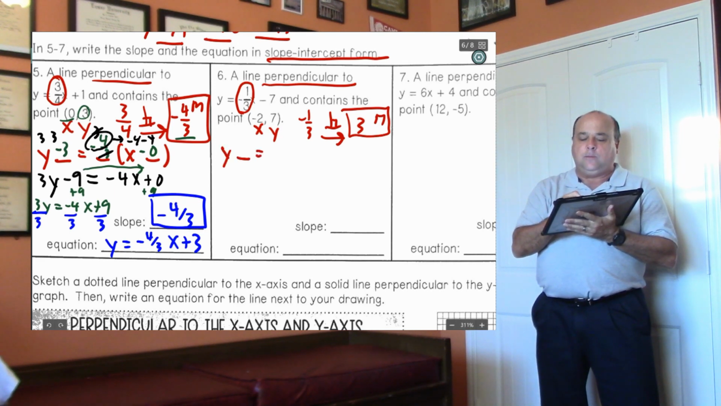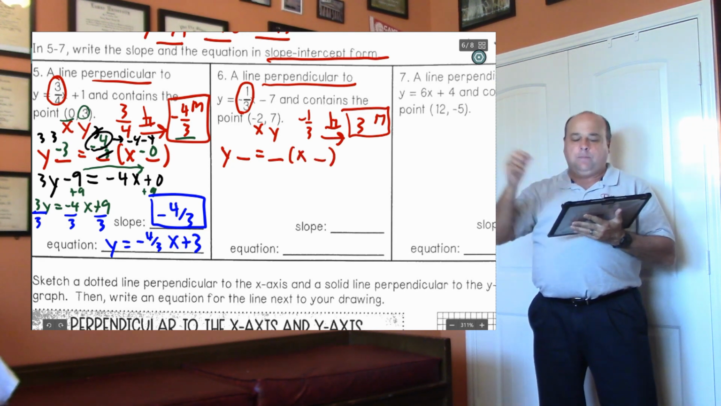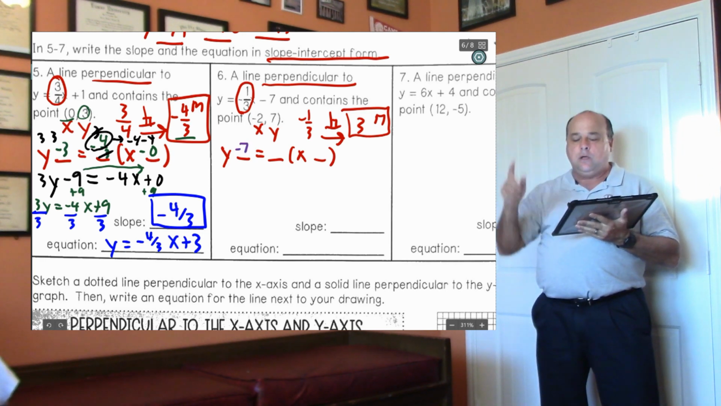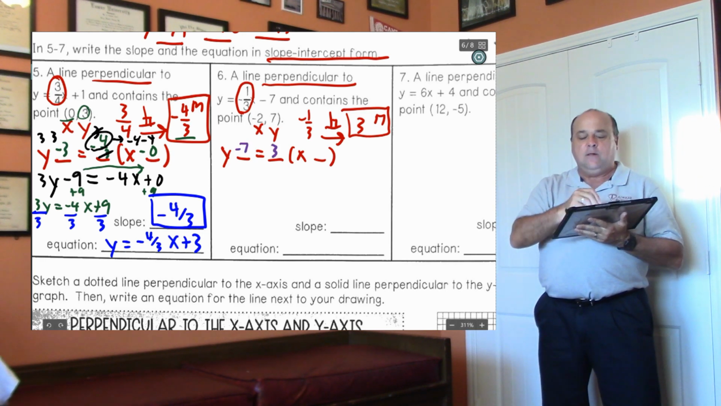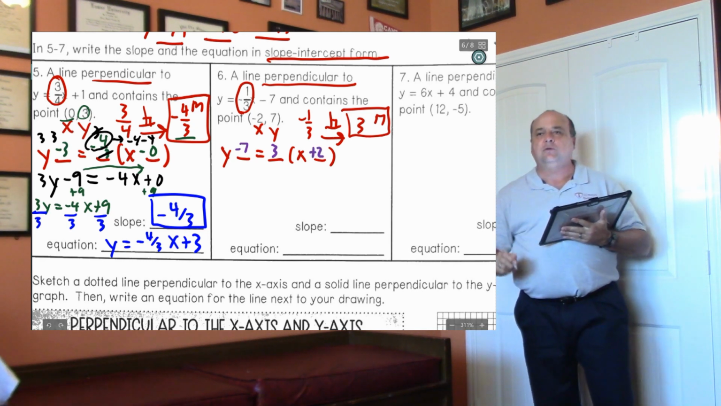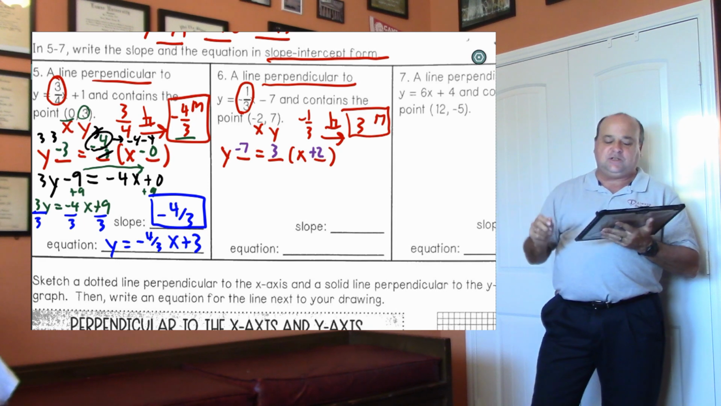Now we're going to plug into point slope. Okay, so when we plug into point slope, the opposite of positive 7 is negative 7. Our slope is 3. The opposite of negative 2 is a positive 2. So you just got to plug those 3 numbers in, and the x and y will switch signs.